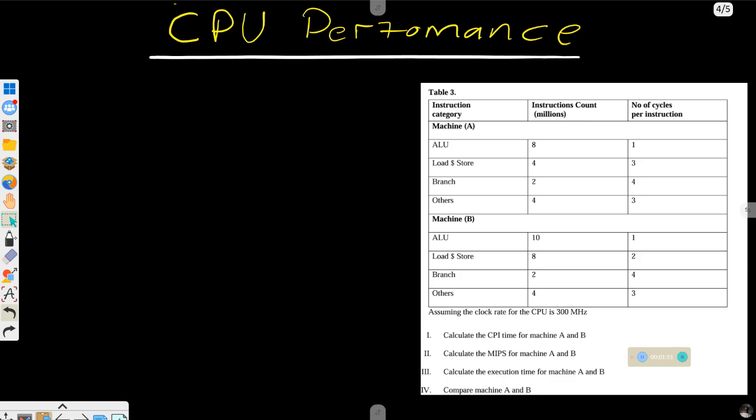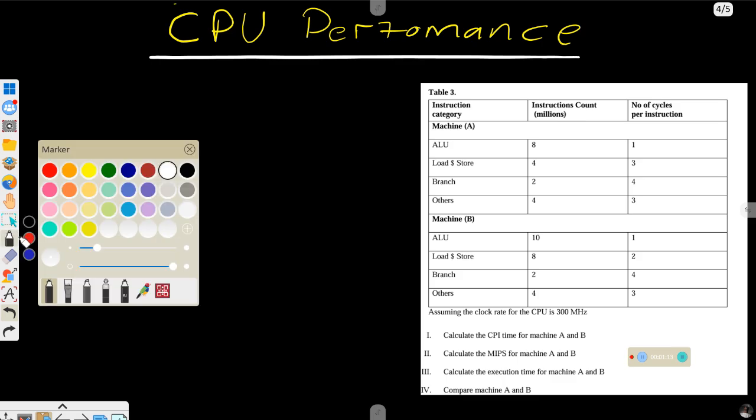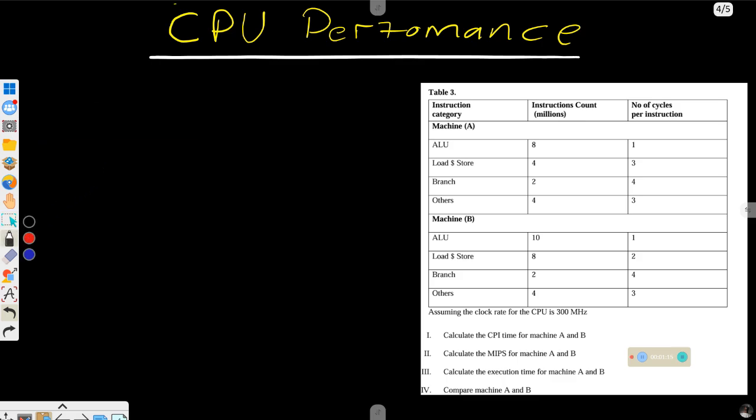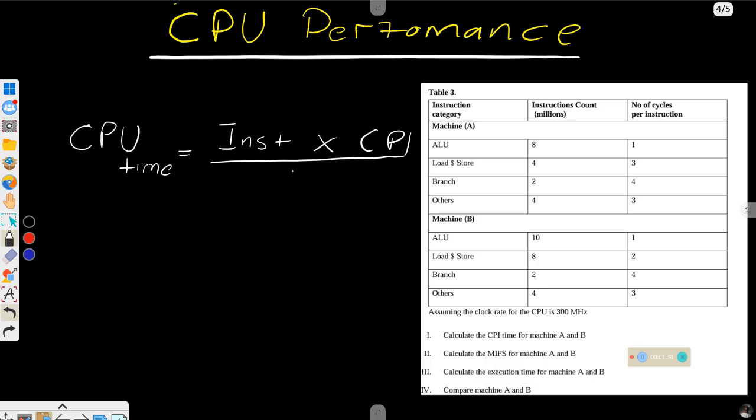Now let's start. Basically, all you need to know are two formulas. The first formula is the CPU time, which is equal to instruction count times CPI, all over clock rate.